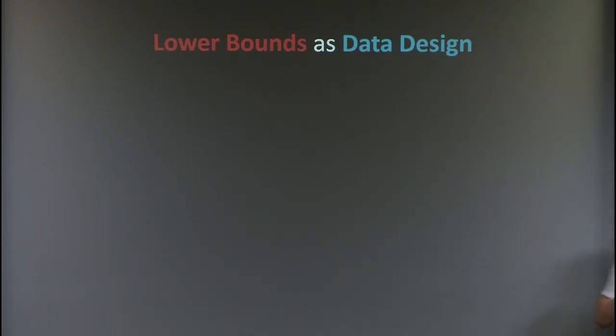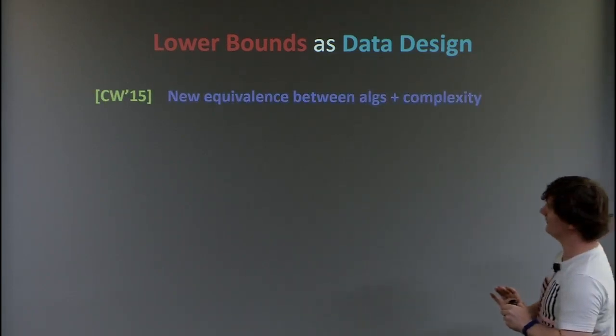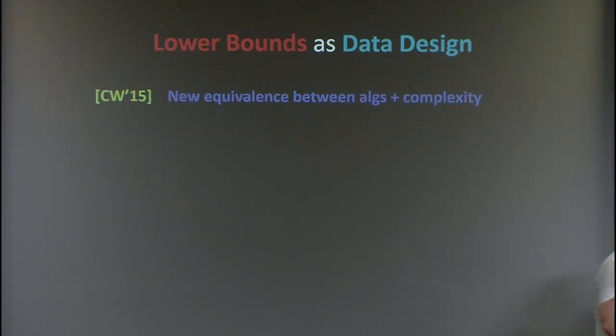So the idea is to think of lower bounds in some kind of dual way as a design problem, where you're trying to design certain data sets that are good for testing whether circuits compute a function. Okay, I'll just go slow here. This is joint work with Brynmore Chapman. It is a new kind of equivalence between algorithms and complexity.